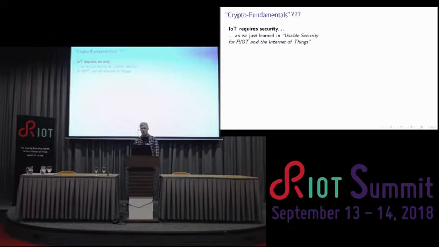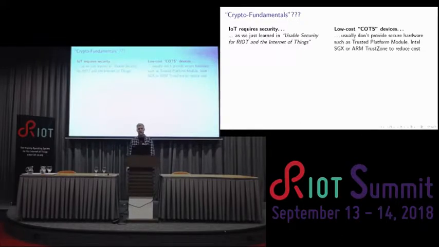Here we are. So as we just learned in the previous talk, we need some sort of usable security for the IoT, and usable security also involves certain system resources. On the hardware side, the IoT brought up lots of low-cost devices, or so-called commercial off-the-shelf controllers, COTS, which usually don't provide us with secure hardware systems or mechanisms such as Trusted Platform Module, Intel Software Guard Extensions, or ARM TrustZone, to reduce the device cost. The lack of computational power and the absence of these secure hardware components requires us to implement efficient software to fit the device constraints.